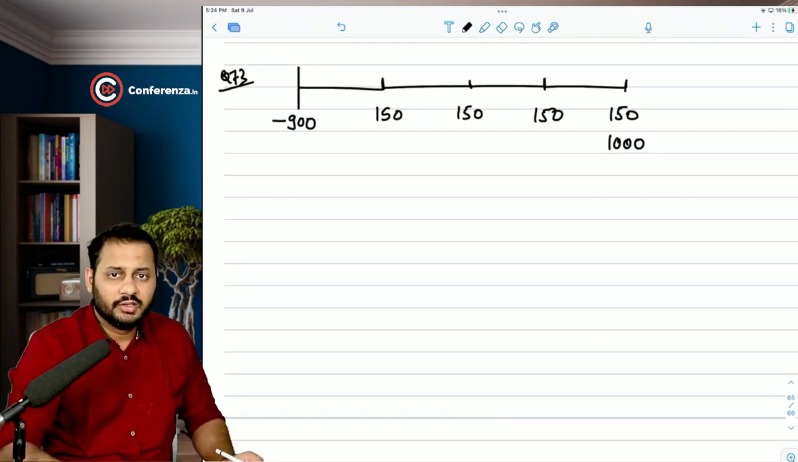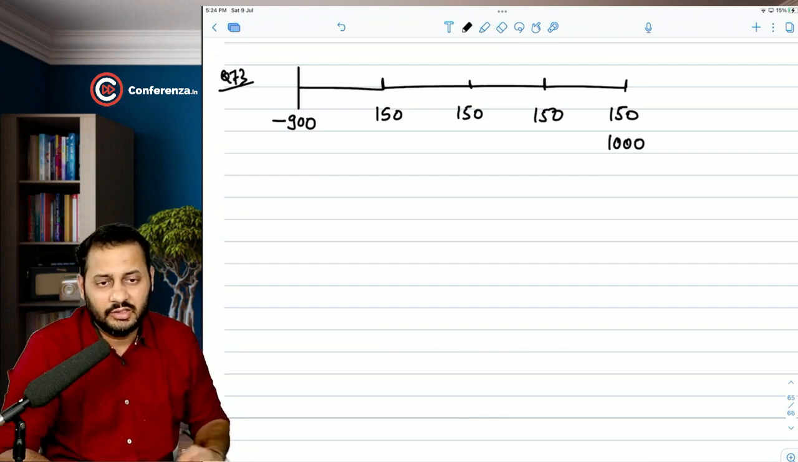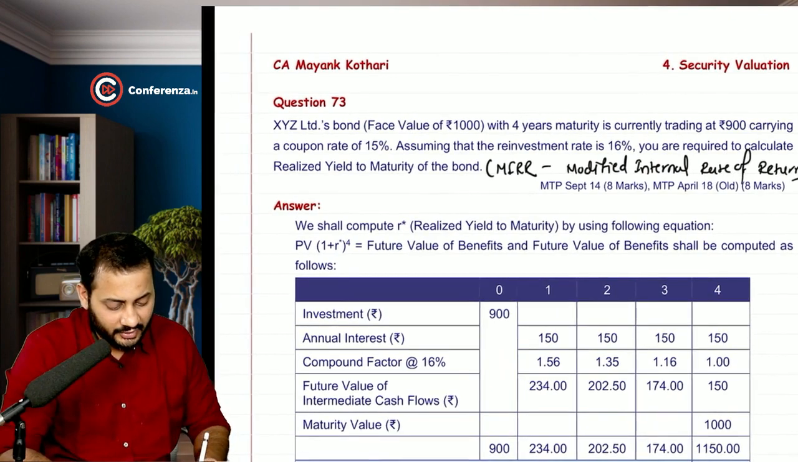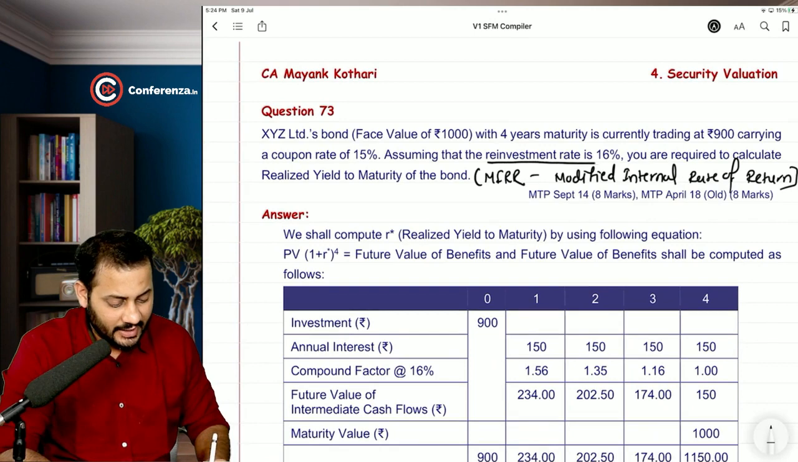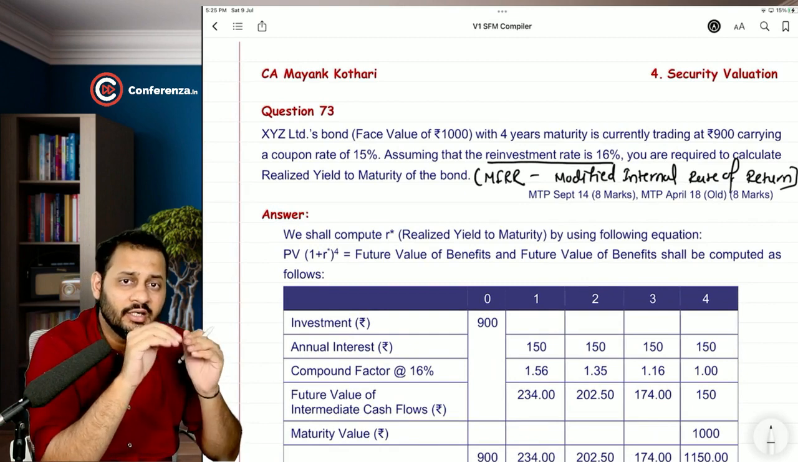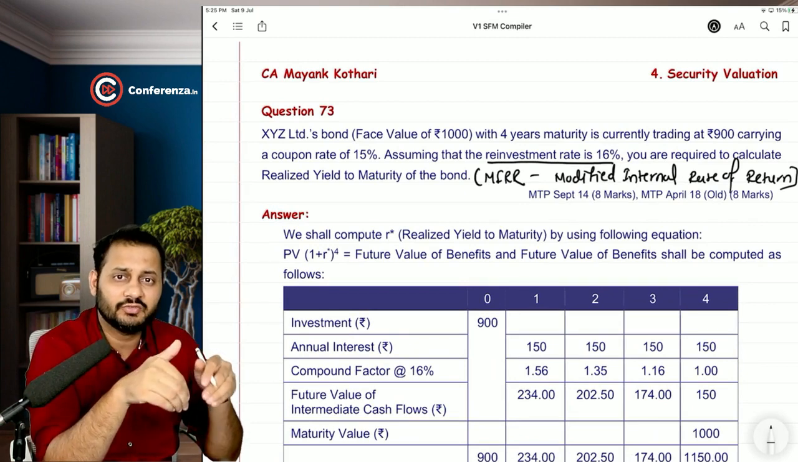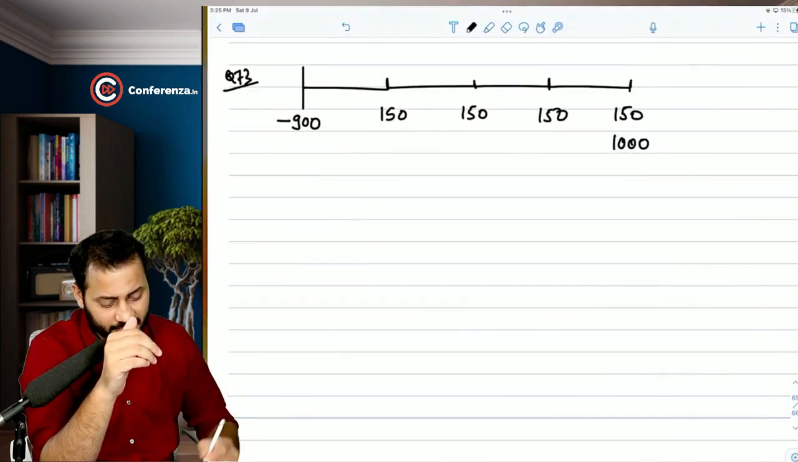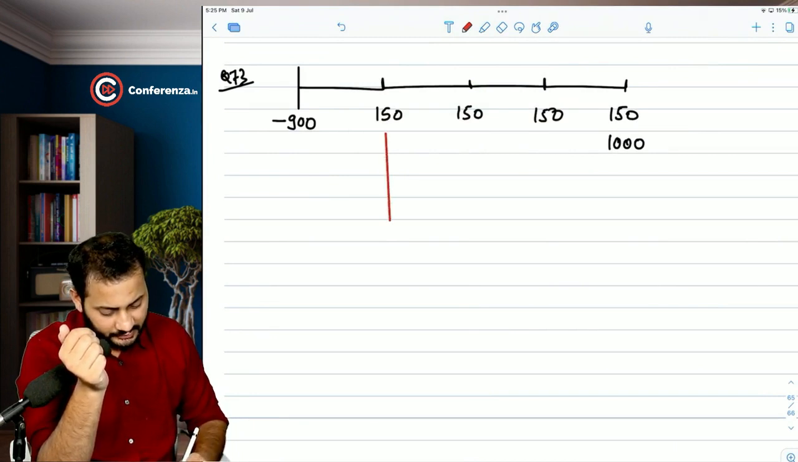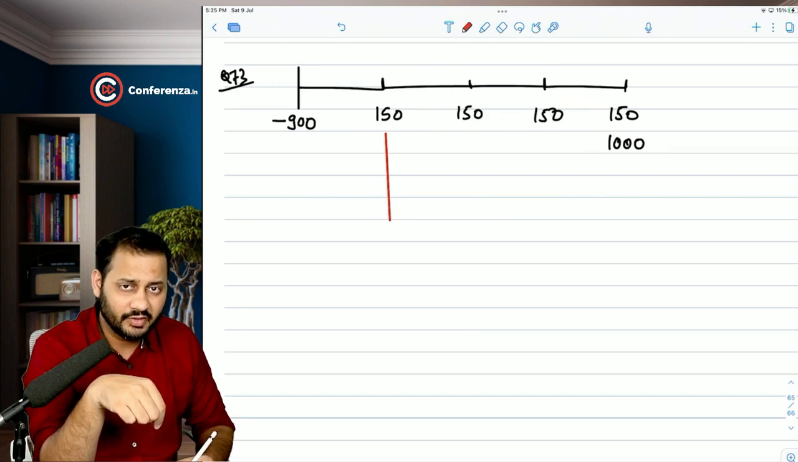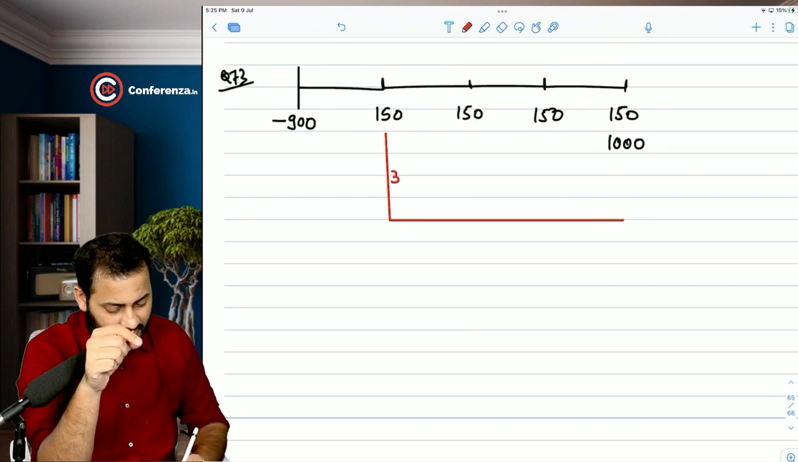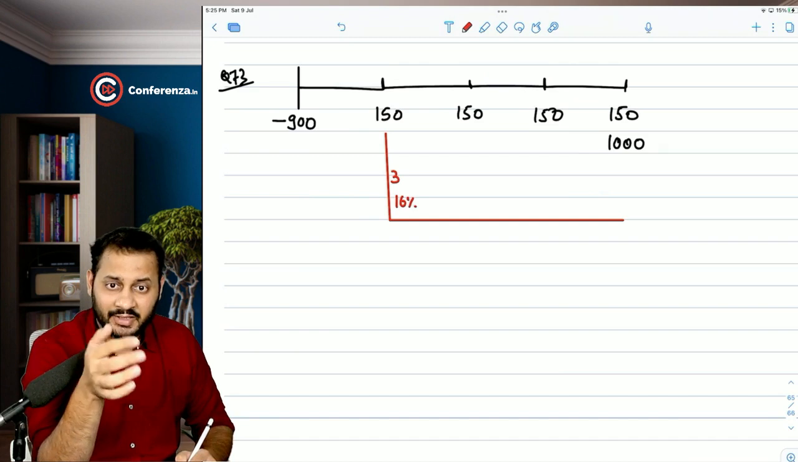Now, they are asking you to find out the realized yield to maturity of the bond, and they are also giving you the reinvestment rate. From that sentence, I got an idea that they want me to reinvest the interim cash flows that I am receiving meanwhile. See, what is going to happen? This 150 will be invested. The moment I receive 150 after 1 year, I will invest it for the next 3 years at 16%. I will be getting interest on that.